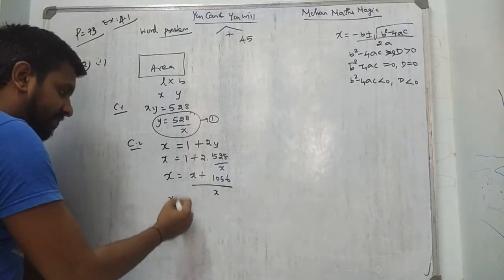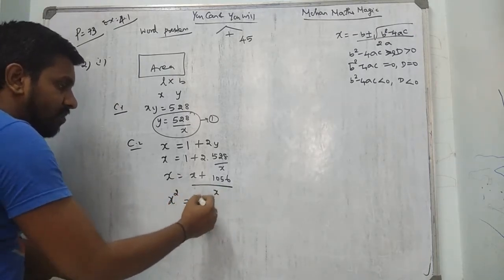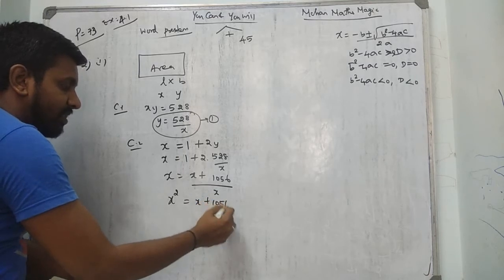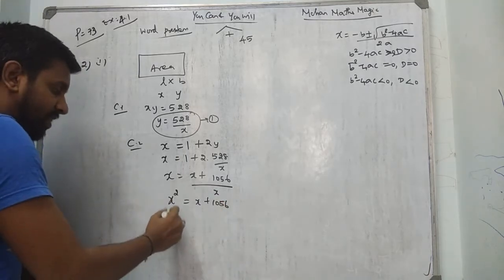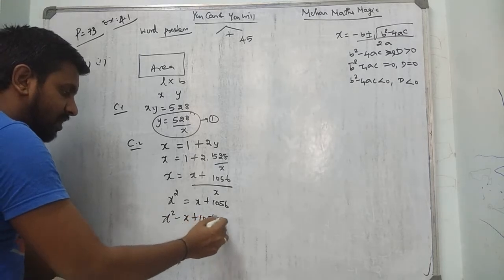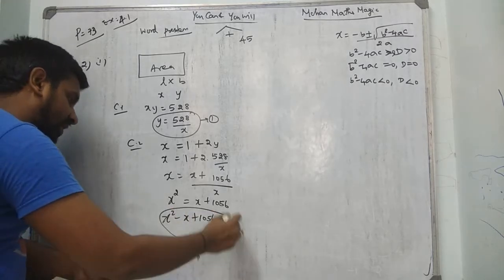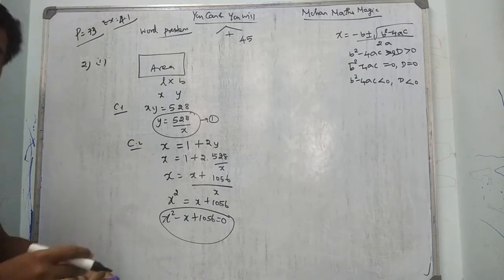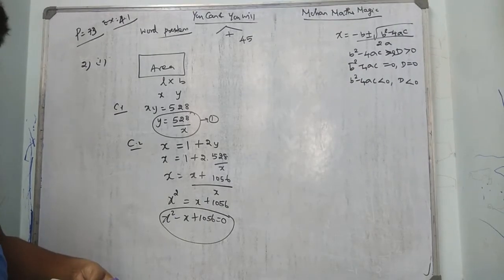Next, cross multiply: x squared equals x plus 1056. Next, take everything to the left-hand side: x squared minus x plus 1056 equals 0. This is your quadratic equation. The highest power is 2, and that is said to be a quadratic equation.